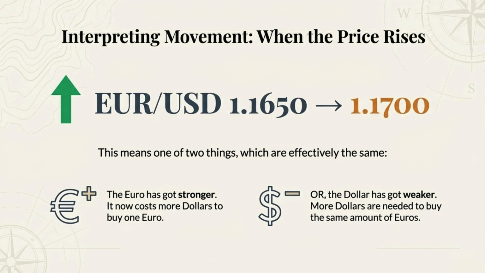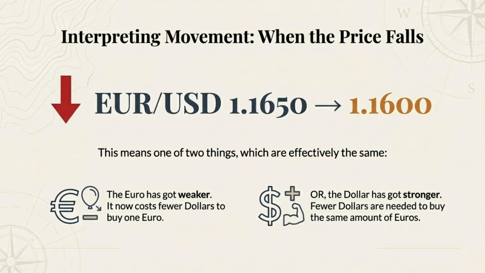If the price goes up because the Eurozone economy is booming and the European Central Bank is hinting at rate hikes, that's euro strength, and you might then forecast that this trend will continue. I see. But if the price goes up because the U.S. economy is tanking and the Federal Reserve is panicking, that's dollar weakness? Exactly. And your forecast then is driven by U.S. data and future Fed policy, which has nothing to do with what's happening in Europe. The movement is identical, but the underlying cause is completely different.